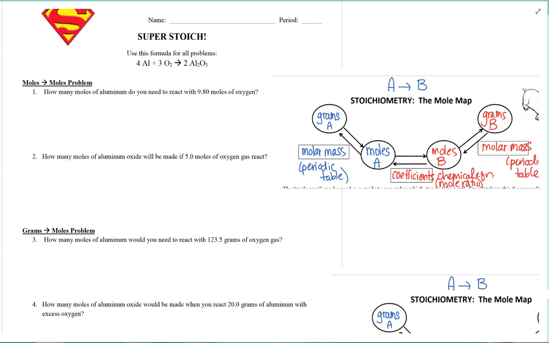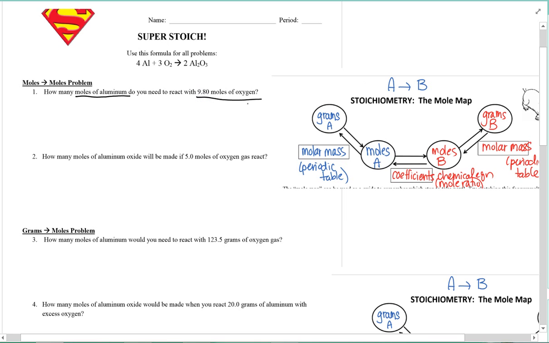So problem number 1, it's asking me how many moles of aluminum I need to react with 9.8 moles of oxygen. My first step in this type of problem is always to write down what I am given. So I'm given 9.8 moles of O2. And when I'm doing dimensional analysis here, the units that I have should go on the bottom. So I'm going to put moles O2 on the bottom. Notice I'm not putting in any numbers yet. And then what I want goes on the top. I want moles of aluminum.